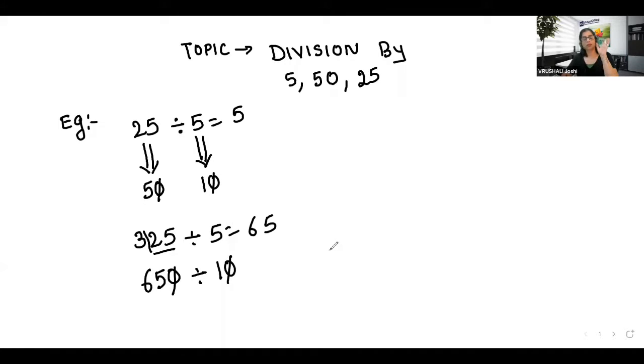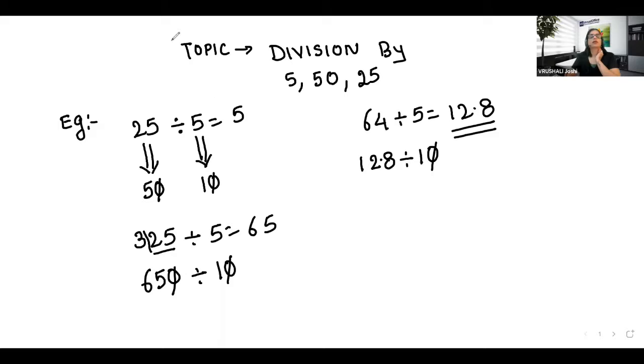The game you have to understand is when the number is like this, 64 divided by 5. Now what you will do? You double 64. Double of 64 is 128. And you will divide it by 10. See, there is no 0 to cut. So you will cut the 0 and give a point. What is the answer? 12.8. Are you getting it?